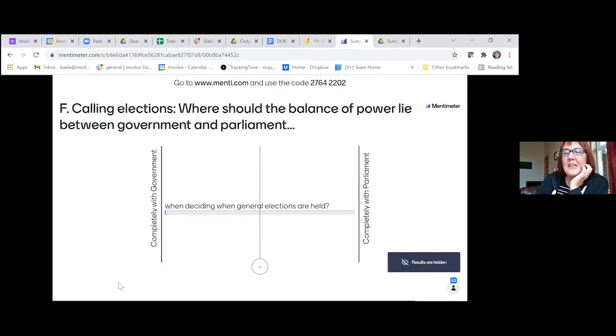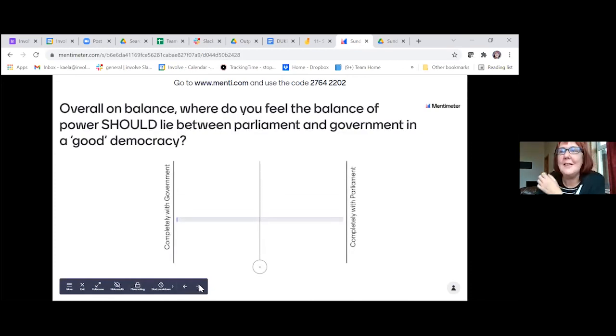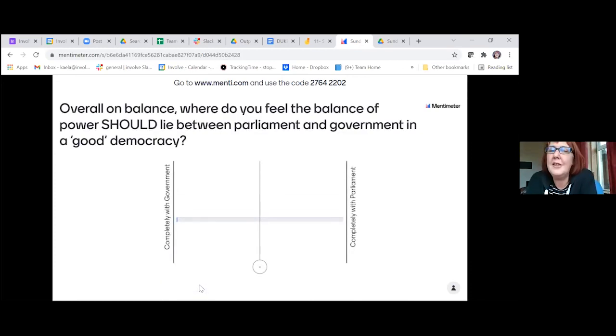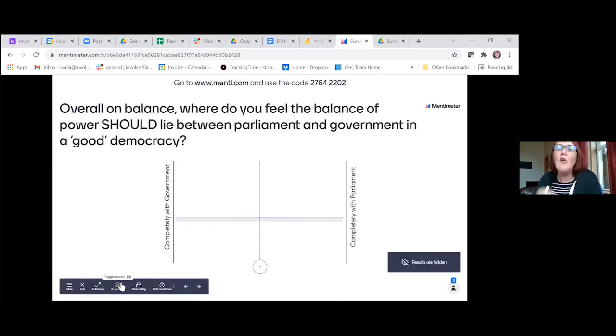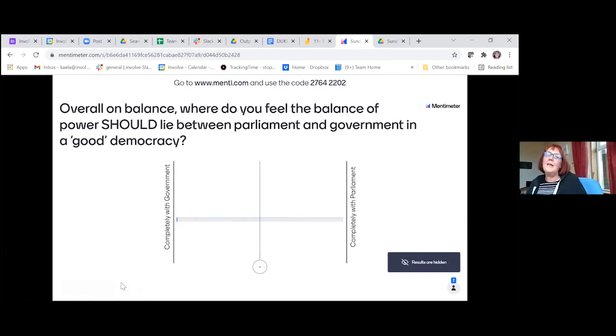And a final question, which again, I know some of you are not going to like, but if you had to make a decision overall on balance, where do you feel the balance of power should lie overall between Parliament and government in a good democracy? And again, this is about just taking the temperature across the room of what the range of different views and opinions are.